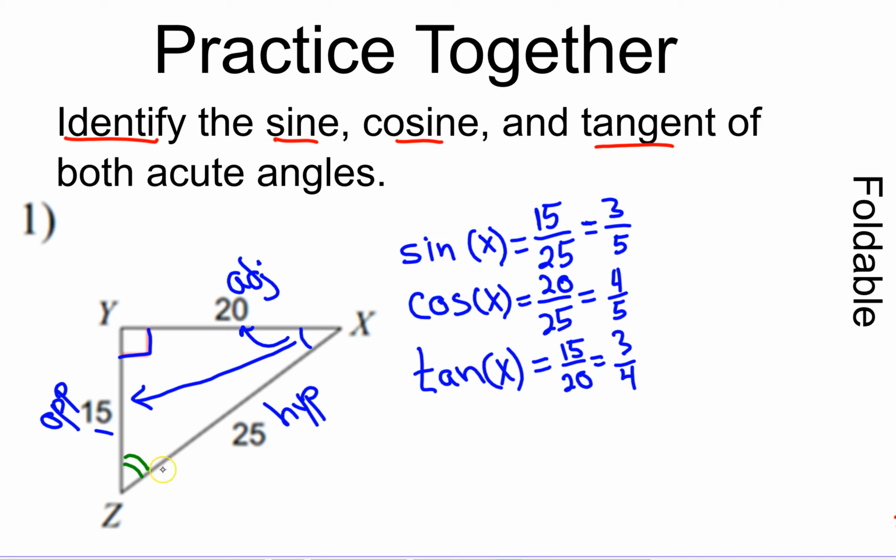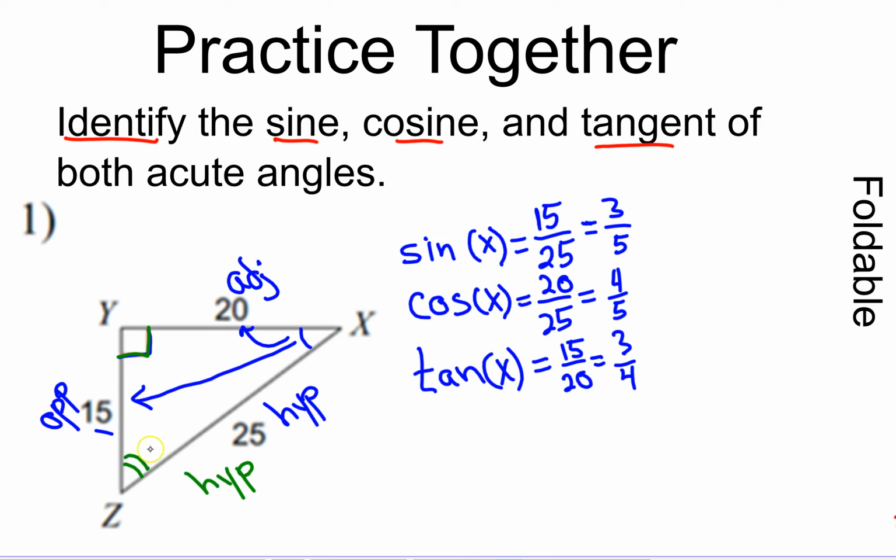But now what we want to do is come to z and identify those trig functions. But before we do that, because z is at a different acute angle than x, we need to come here and figure out, well, what are these sides based from z? So first off, let's identify the hypotenuse. So for z, the hypotenuse is still going to be the same. It's still the longest side in the triangle.